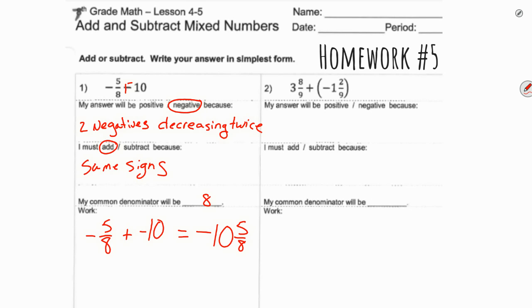All right, so number 2. Is your answer going to be positive or negative? Look to see which one's your higher value. Then, are you going to add or subtract? Is it same signs add and keep or different signs subtract? And then, what's your common denominator? What number is in our denominator part? Are they the same or are they different? This time around, they're the same. Go ahead and complete the rest of your worksheet and have a great day.